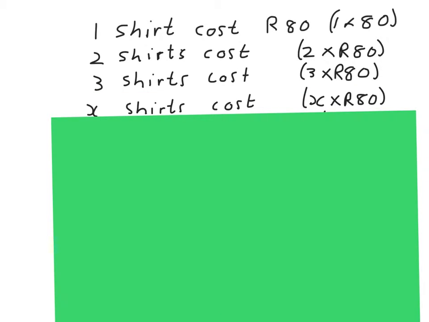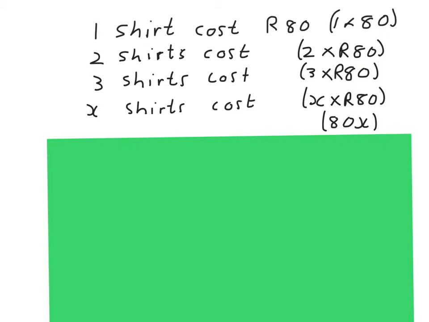Then you will see if they ask me, what will I pay for X shirts? Then it will be X times 80, which we will write as follows, which is then 80X Rand, where we don't put the Rand in. Please stop the video and work your brain through this. 1 shirt is 1 times 80, 2 shirts, 2 times 80, 3 shirts, 3 times 80, and X shirts, X times 80. Just get your brain around it.